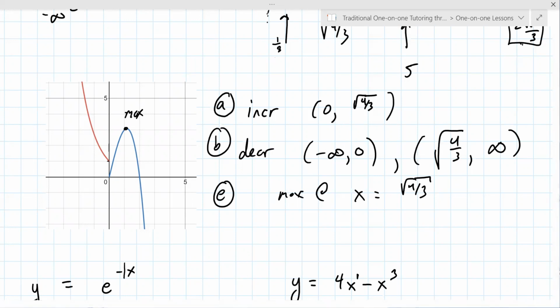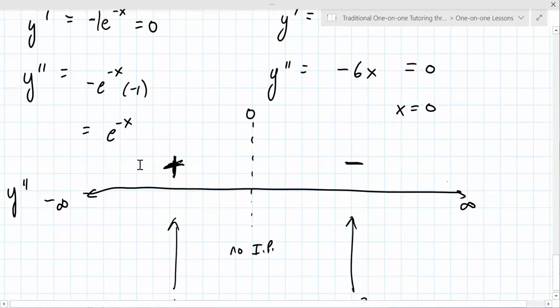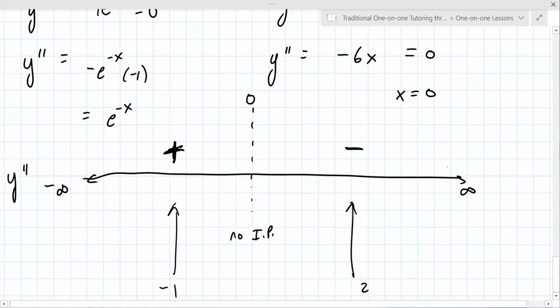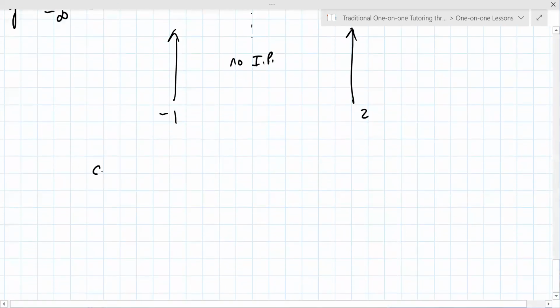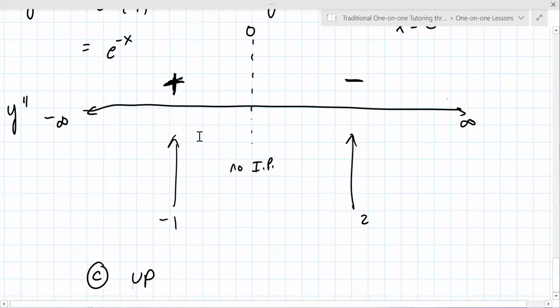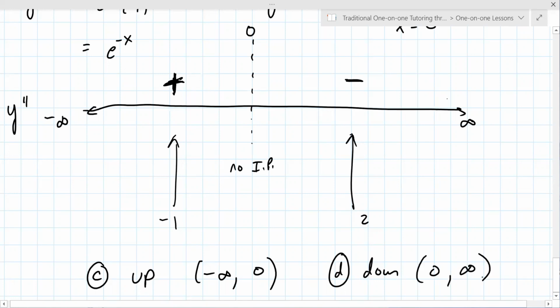So it's concave up from, can you go down a little? Sure. So to answer part C, I know you need the answers. Sorry for not being more clear. So it's negative infinity to 0, right? Yes. And then down would be 0 to infinity? Yes.